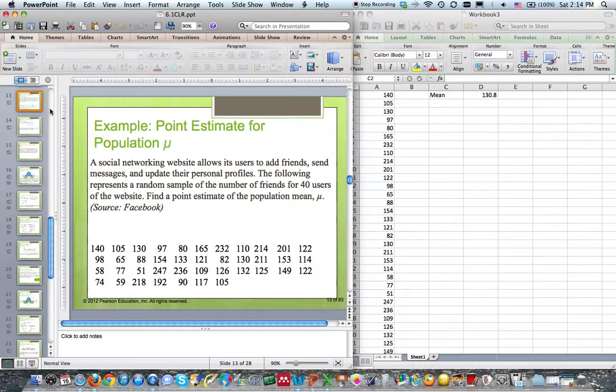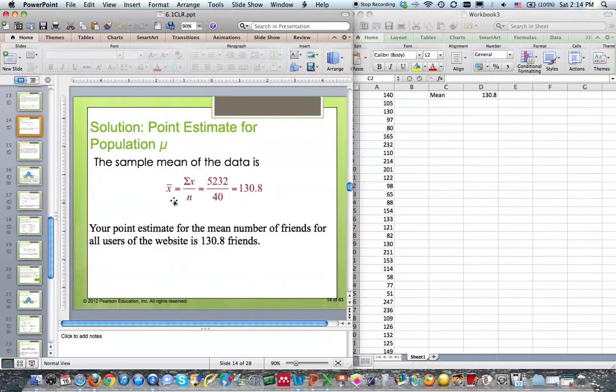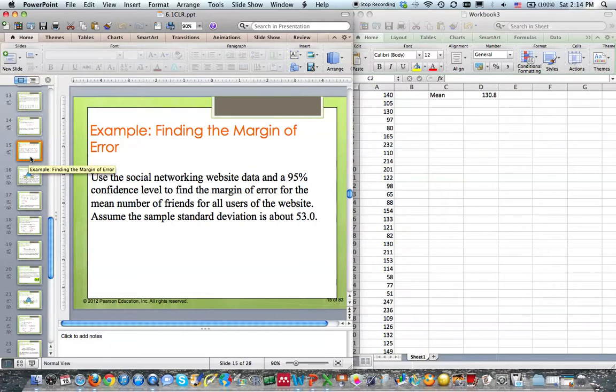Now if I go back to my PowerPoint on the next slide, it shows x bar being the mean as 130.8 as well as I did, so you can use either the formula or Excel to find this value. Now let's find the margin of error. Now there's not a little special function I can type in, so we're going to have to actually use the formula that was found. We need to know the mean, 130.8. We need to know 95% confidence, the fact that there's 40 users, and that the standard deviation is 53.